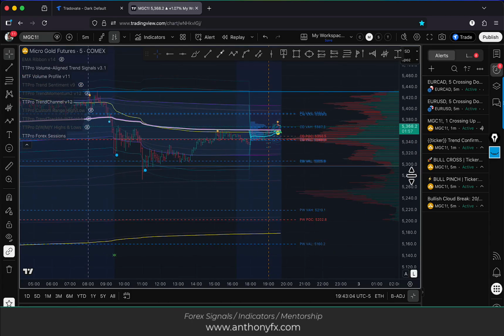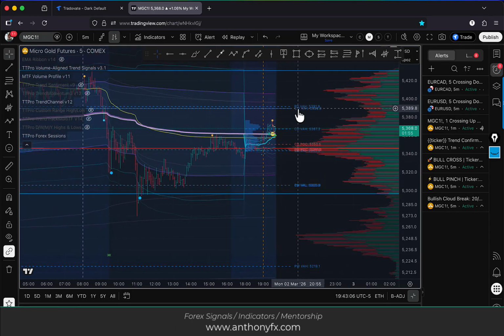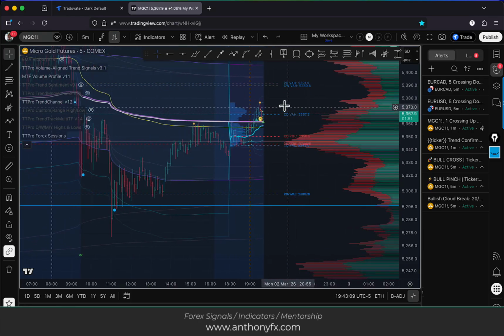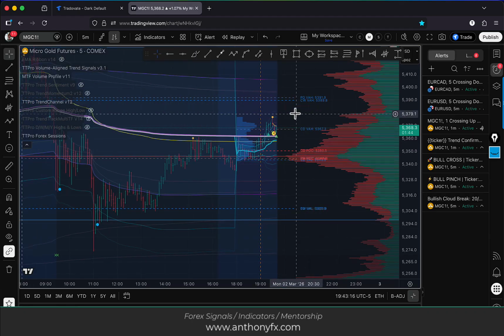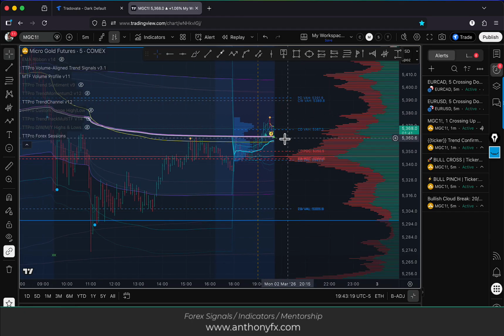There's a big resistance here. We've got a previous day, and a current week. Okay, this is a target. Previous day and current week, value area high. So I'm kind of okay with this. We've got a signal here now. So I'm going to go long.